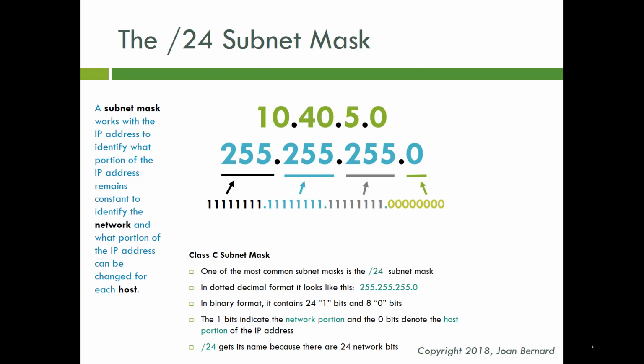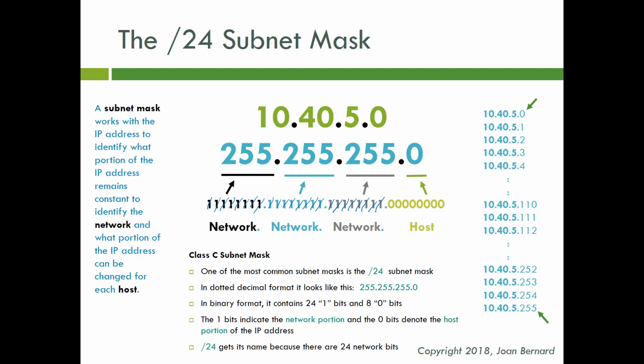If you don't believe me, we can count the bits. Here we go. 1, 2, 3, 4, 5, 6, 7, 8, 9, 10, 11, 12, 13, 14, 15, 16, 17, 18, 19, 20, 21, 22, 23, 24. The 1 bits indicate the network portion, and the 0 bits denote the host portion. /24 gets its name because there are 24 network bits. Okay, so that's a lot to take in.